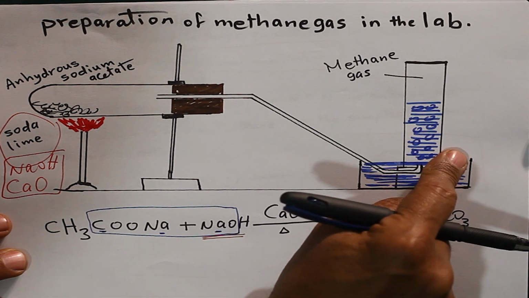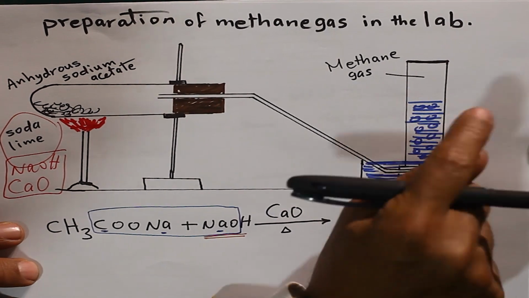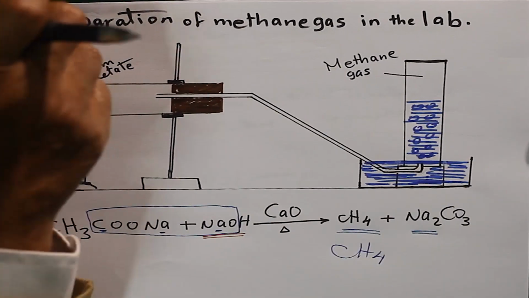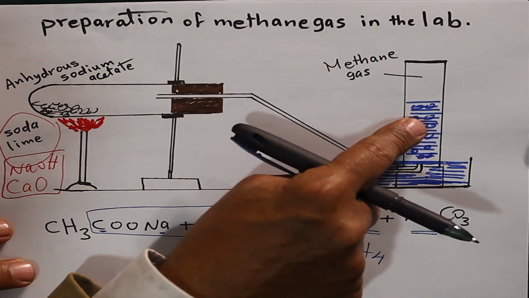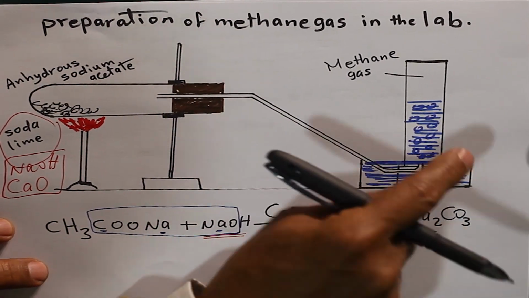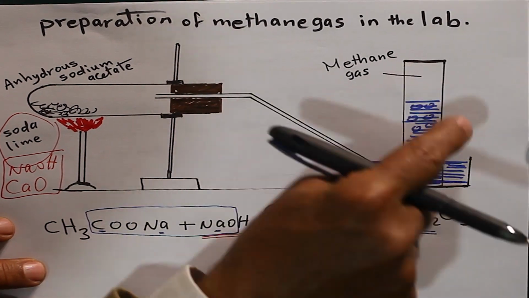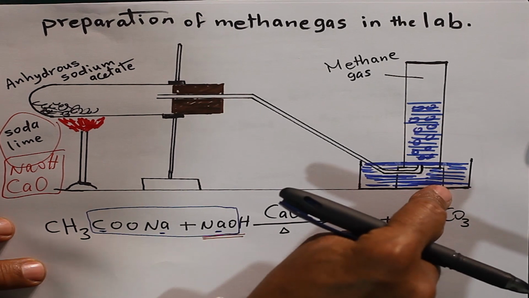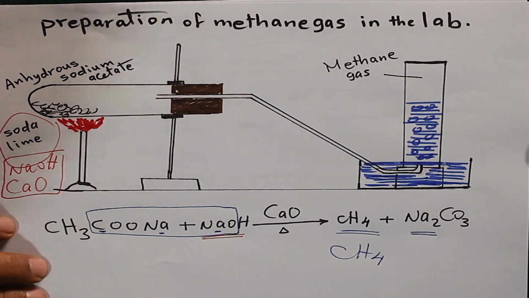The gas produced will make bubbles and be collected above water because methane gas has a density less than water, and it is insoluble in water because it is a non-polar compound. So it will evolve and displace water. This area will fill with methane gas.